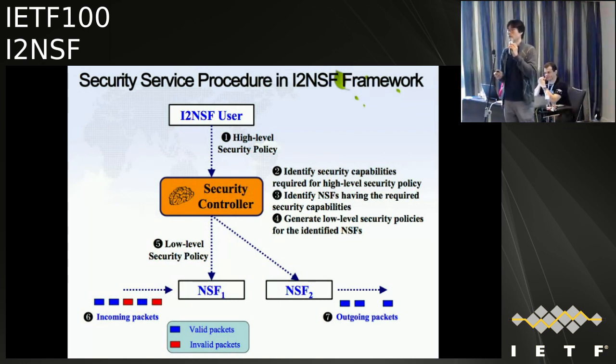Then the security controller analyzes the received high-level security policy and identifies what kinds of security capabilities are required to enforce it. And then the security controller identifies specific NSFs with the required security capabilities. Then the security controller generates a low-level security policy rule for each of the required network security functions, and sends the low-level security policy to each network security function through this NSF-facing interface. And then the network security function enforces the low-level security rules on incoming packets to eventually enforce this high-level security policy requirement.